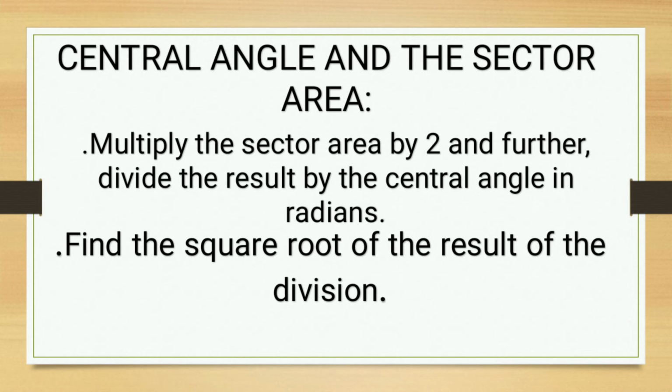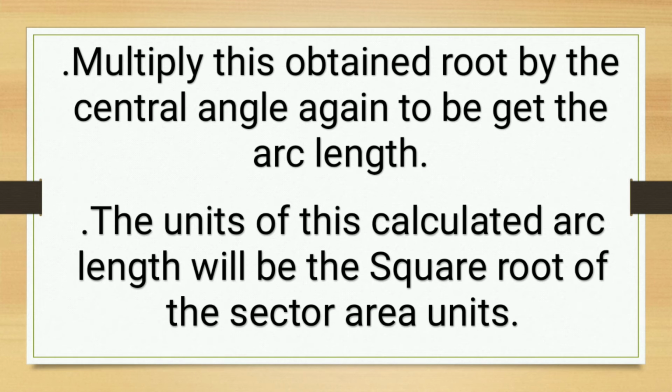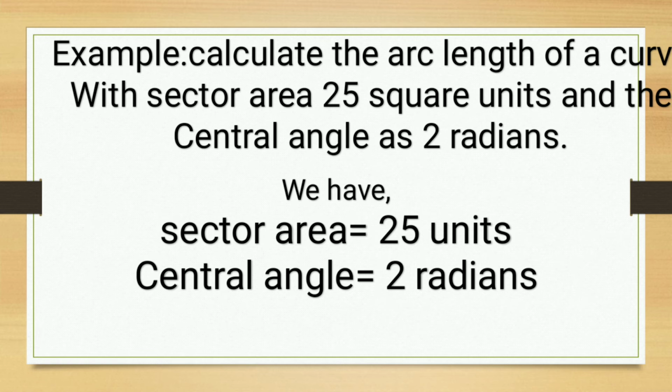Multiply the sector area by 2 and further divide the result by the central angle in radians. Find the square root of the result of the division. Multiply this obtained root by the central angle again to get the arc length. The units of this calculated arc length will be the square root of the sector area units.